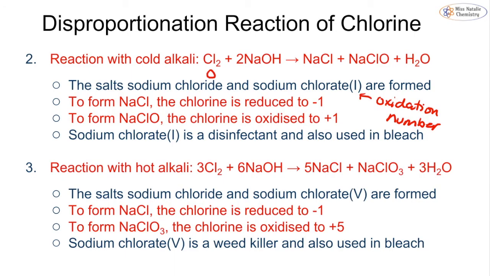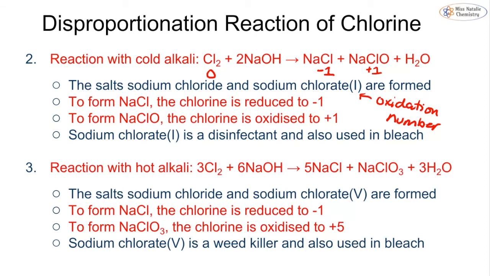So it goes from 0 when it is a chlorine gas, and when it is in NaCl, the oxidation number is -1, and when it is in NaClO, the oxidation number is +1. And sodium chlorate(I) is typically used as a disinfectant, and sometimes you might find it in bleach as well.